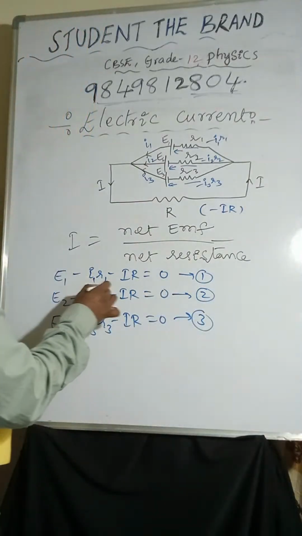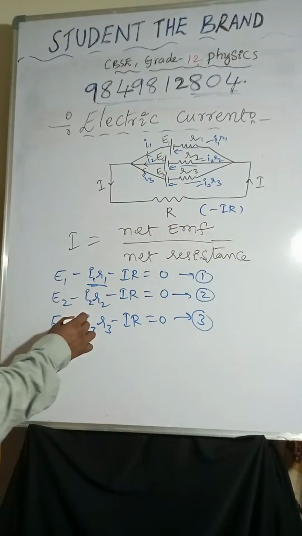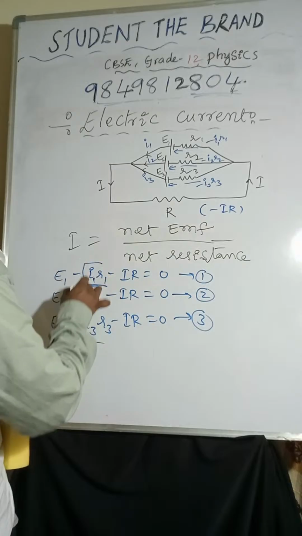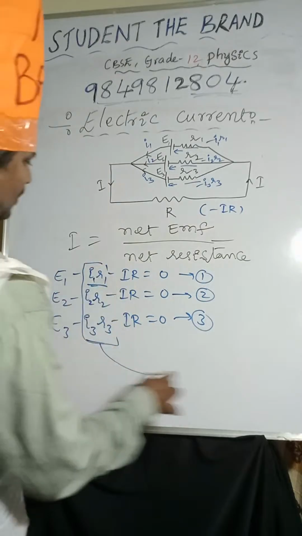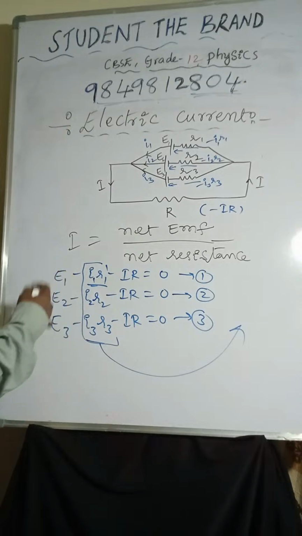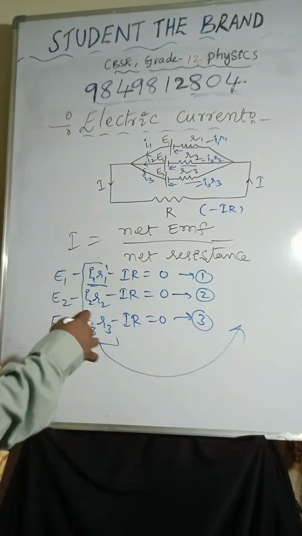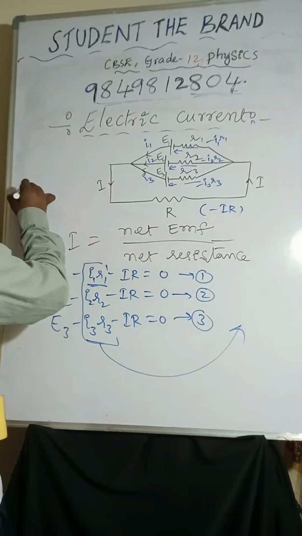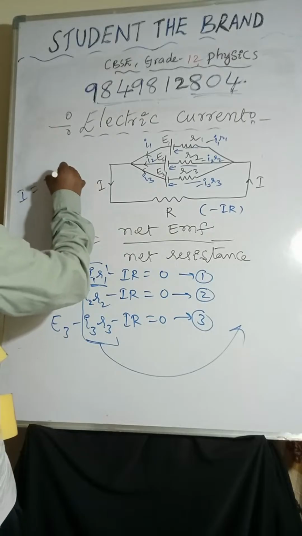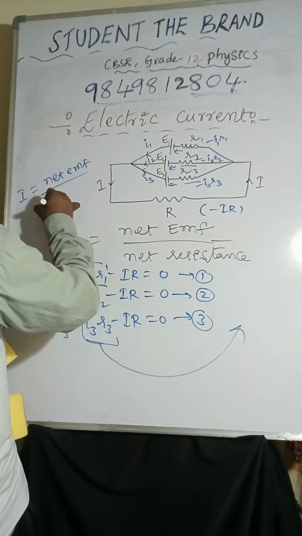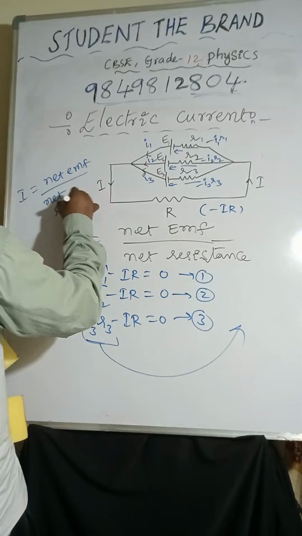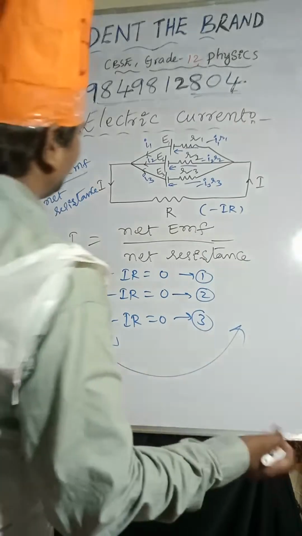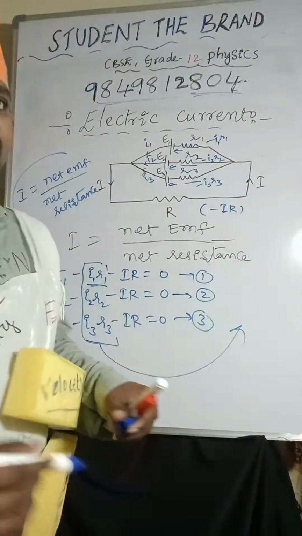So we need I1R1, I2R2 and I3R3, so you can take all these terms to that side. Then after taking E1 minus I1R1 and so on, and doing all these things, we will get the same equation. So what have we got? I equals net EMF by net resistance. Let me know in the comment section below. If you have any doubt, we will discuss. I hope it is very easy only.